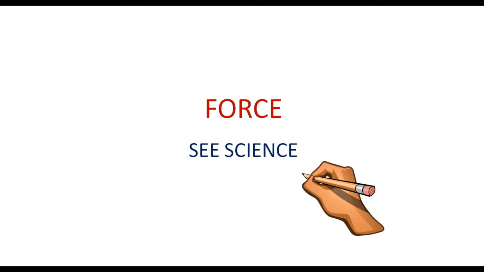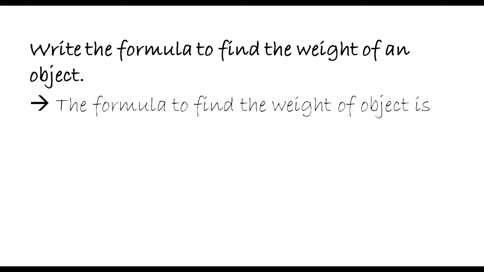Now let's start. This is part 4 of chapter 4. First, SEE science. Let's see question number 1. Write the formula to find the weight of an object. The formula to find the weight of an object is W = M × G, where W is the weight of the object, M is the mass of the object, and G is the acceleration due to gravity.